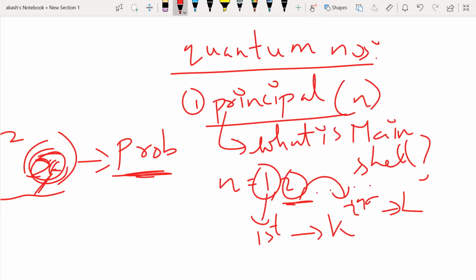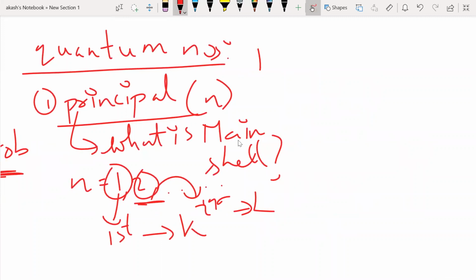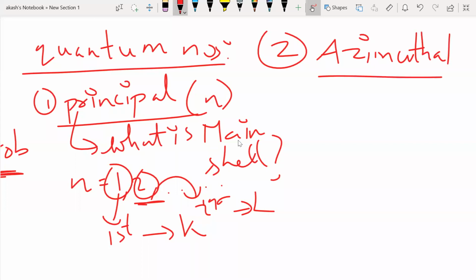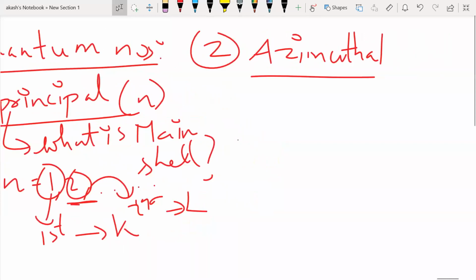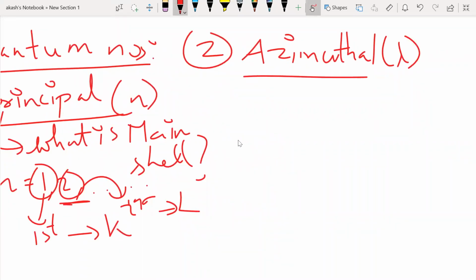Obviously, the energy of the electron is actually, okay, fine. We'll not talk about energy now. We'll speak about it later. So basically, this is the question answered by the principal quantum number. Now, the second one is the azimuthal quantum number, which is denoted by the letter L. The question it answers is: what is the subshell?